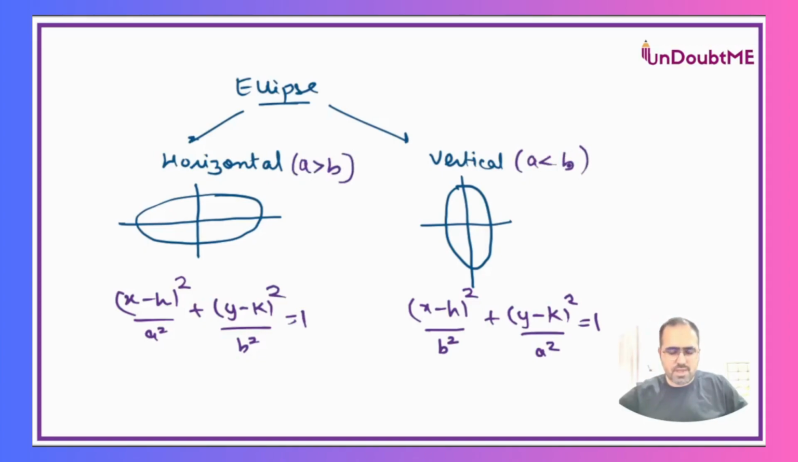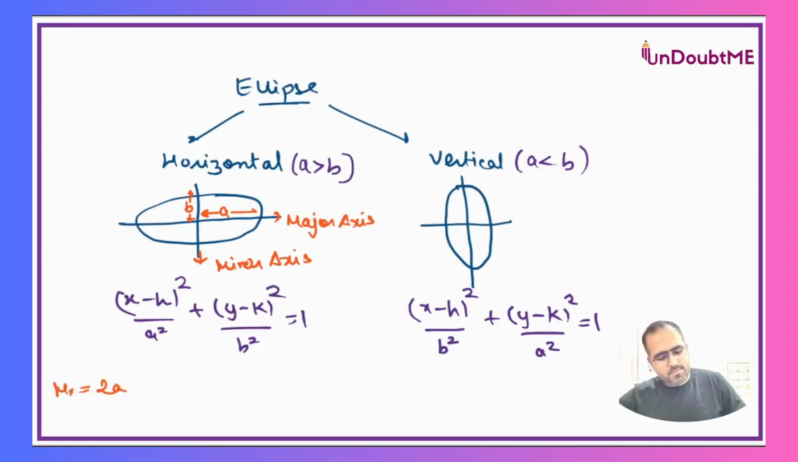Now what are these a and b? For an ellipse, look at the horizontal ellipse. This horizontal line is called the major axis, and this vertical line will be called the minor axis. The length of the semi-major axis is a, while the length of the semi-minor axis is b. So if I want to find the length of the full major axis, it will be 2a, and for the minor axis, the length will be 2b.